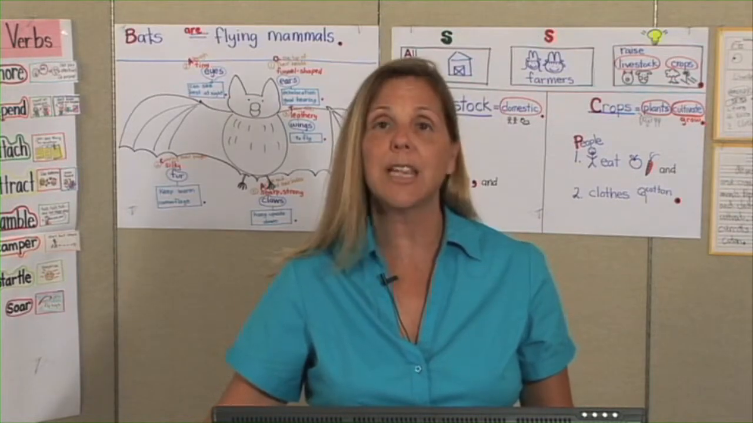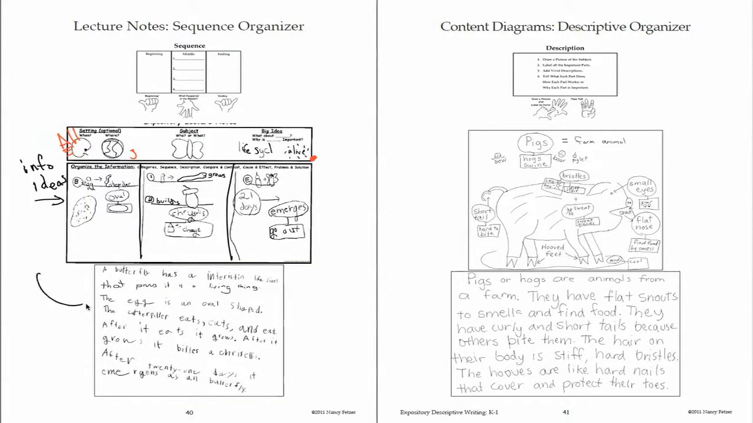Over here we have a sample of a student who happens to be a 1st grader and a 2nd language learner who wrote out the following. A butterfly has an interesting life cycle that proves it is a living thing. The egg is an oval shape. The caterpillar eats and eats. After it eats, it grows. After it grows, it builds a chrysalis. After 21 days, it emerges as a butterfly.